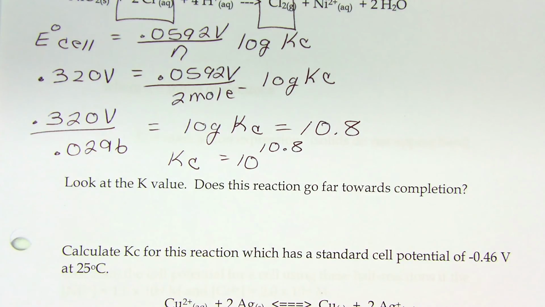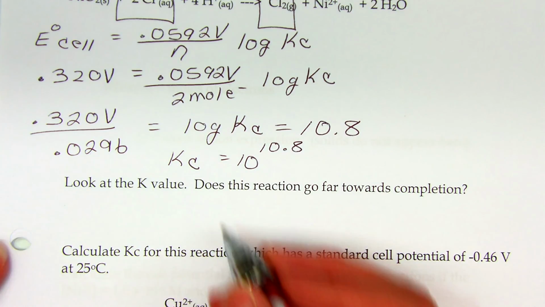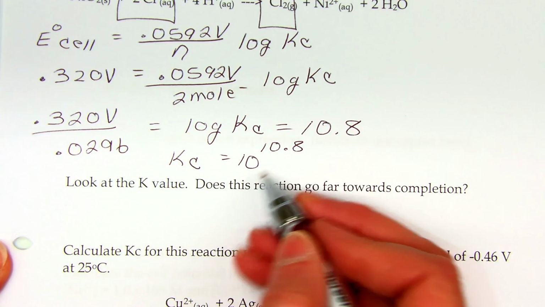Now, when we look at this, yeah, it's going to be a really big number, right? But we would expect it to be a big number if it's a spontaneous reaction. If it goes zooming forward, you'd expect K to be a large number because you have lots of product. And since the delta G is negative and the standard cell potential is positive, you expect lots of product. If you didn't, why would we have a battery if it didn't make energy, right? So K sub C is 10 to the 10.8.